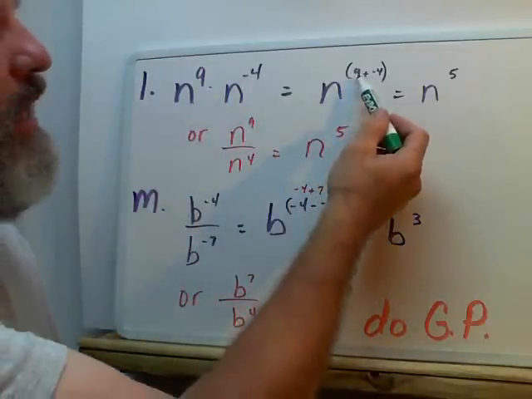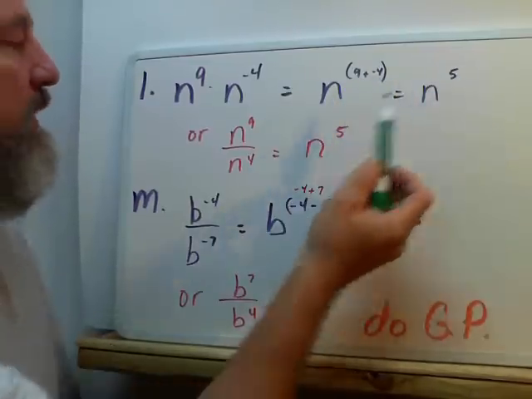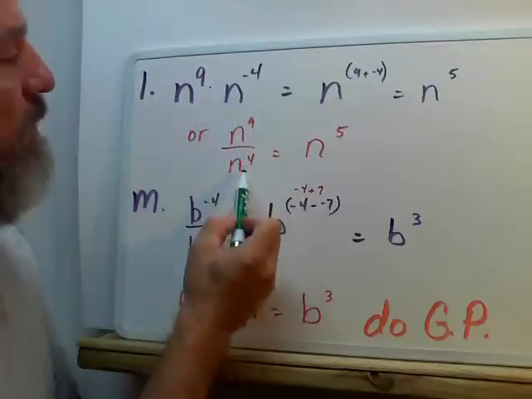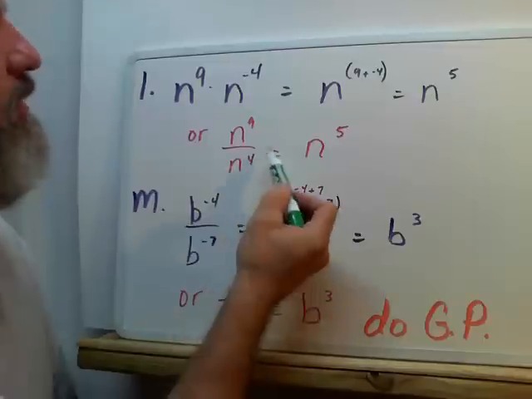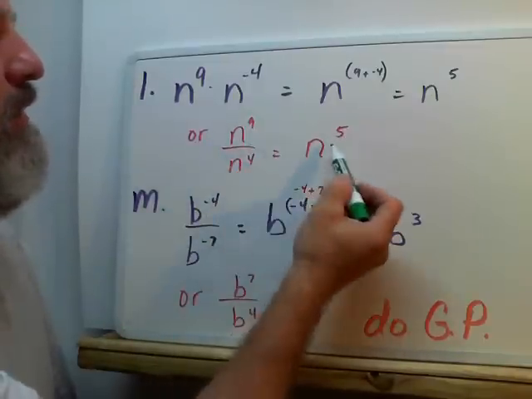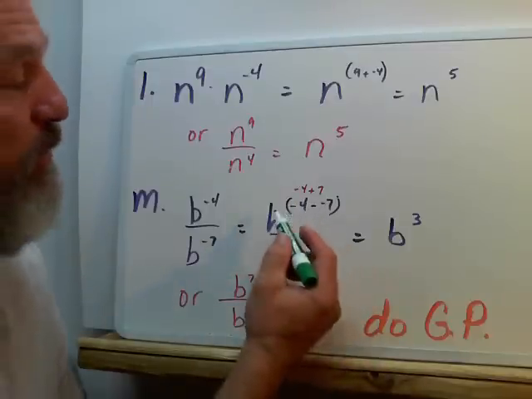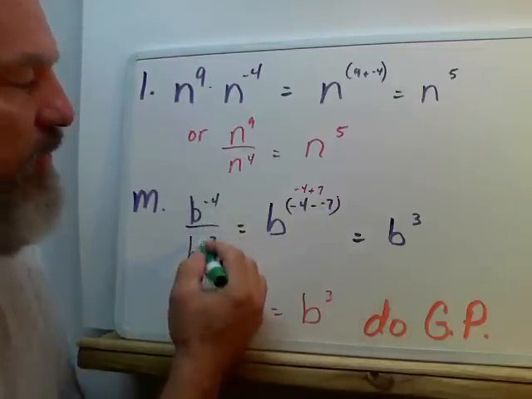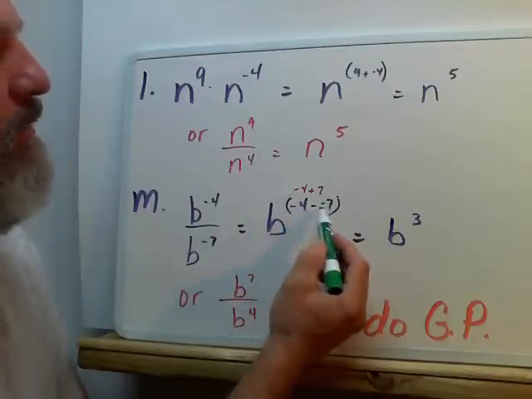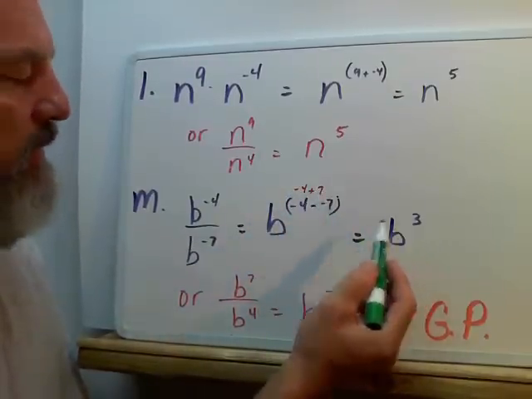That would be n to the 9 plus a negative 4. That's 9 minus 4. That's 5, n to the 5th. Or we can move this into the denominator, and we have n to the 9th over n to the 4th. And that, of course, cancels out to n to the 5th. Letter M, b to the negative 4 over b to the negative 7. That's b to the negative 4 minus negative 7. We're subtracting because this is division here. Okay? And that minus of minus is a plus, so negative 4 plus 7 is positive 3.